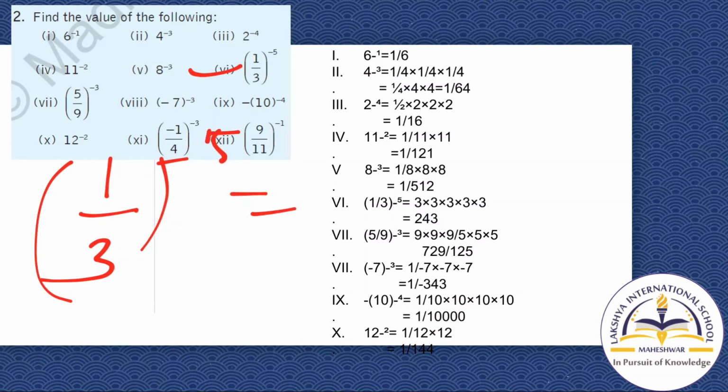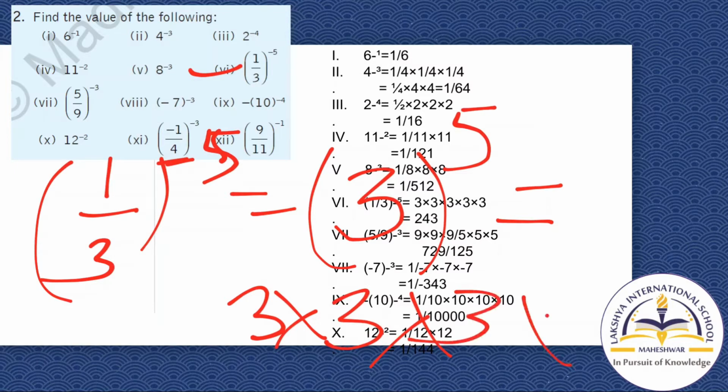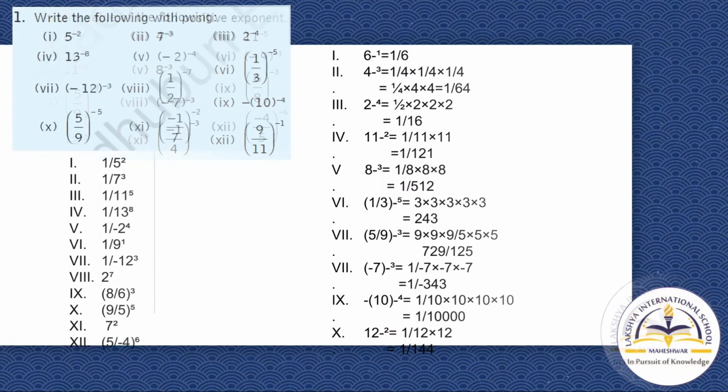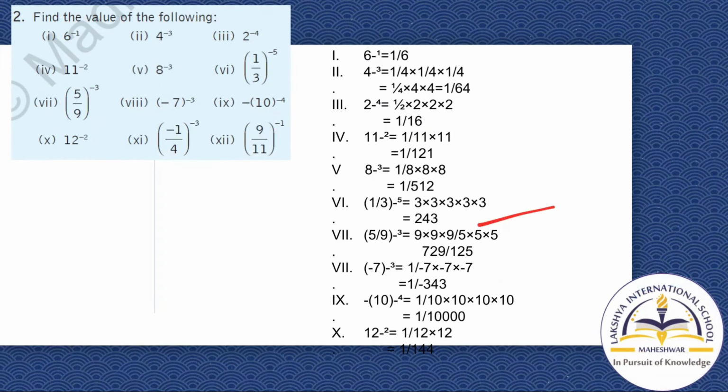So how will we make it positive? You can make it positive by 3 raised to the power 5. Okay, so 3 raised to the power 5 means 3 into 3 into 3 into 3 into 3. So when you multiply them, you will get 243 as the answer.